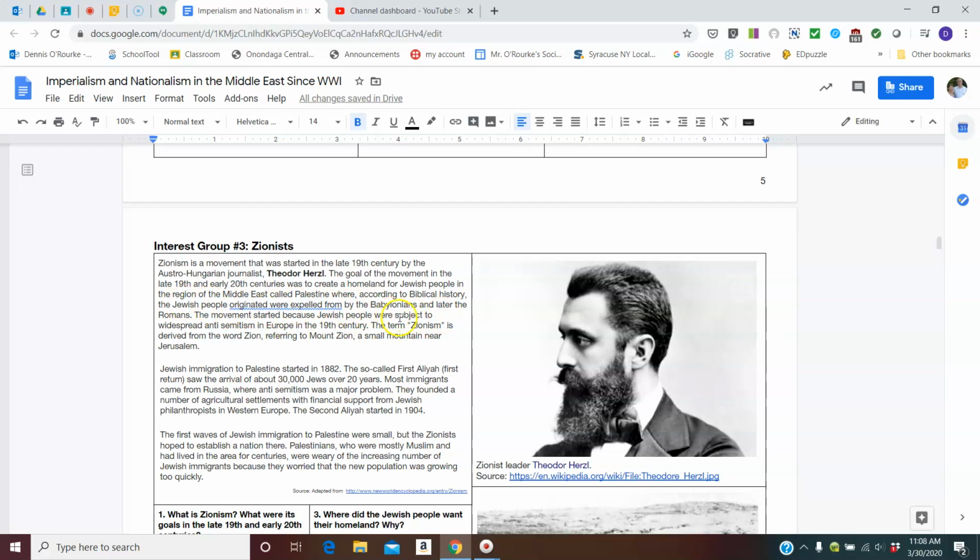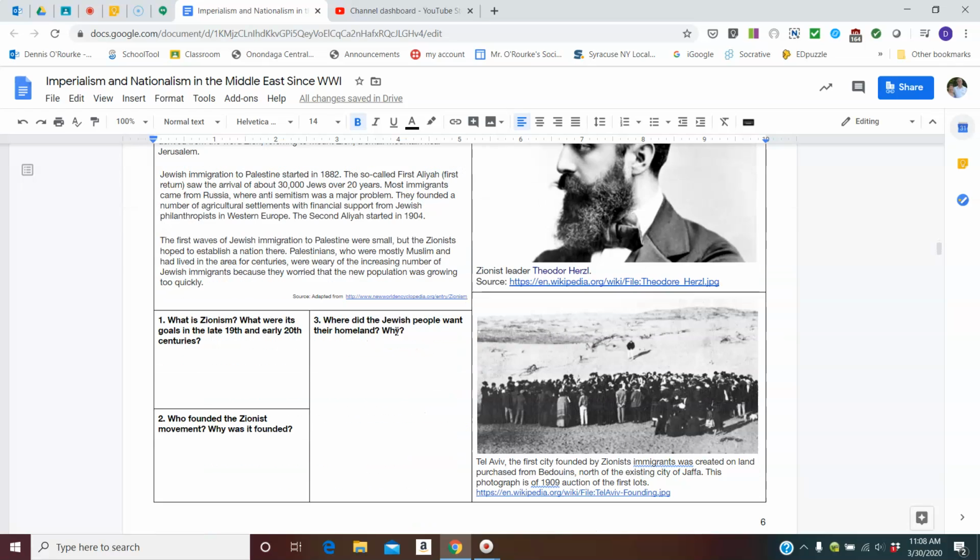In biblical history, the Jews were originally expelled from there, first by the Babylonians and later the Romans. And this started their migration into a lot of Europe, and really began the anti-Semitism that was very widespread in the 19th century, and it leads to the happenings of the Holocaust that we've already learned about. So you're going to need to answer those couple of questions here. Pretty much went over a good bit of that for you. The rest of the answers are up top.